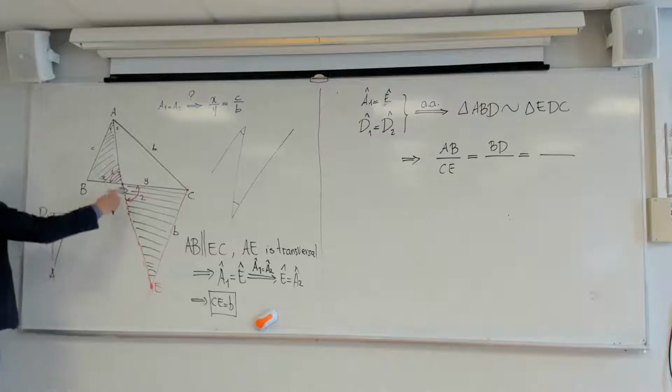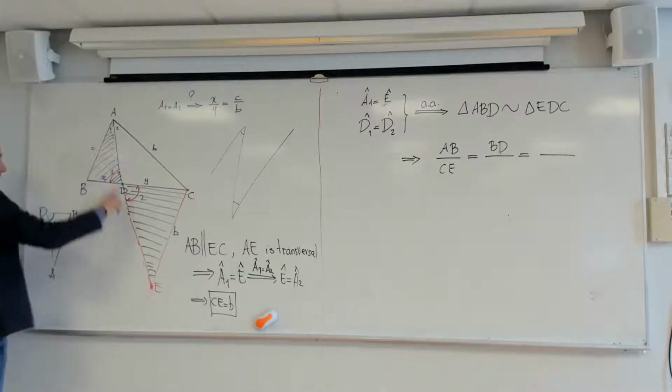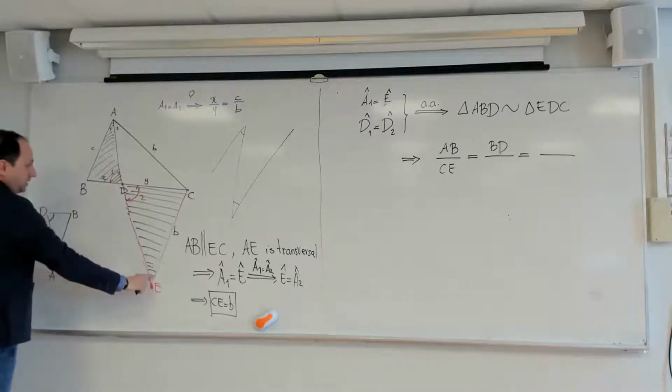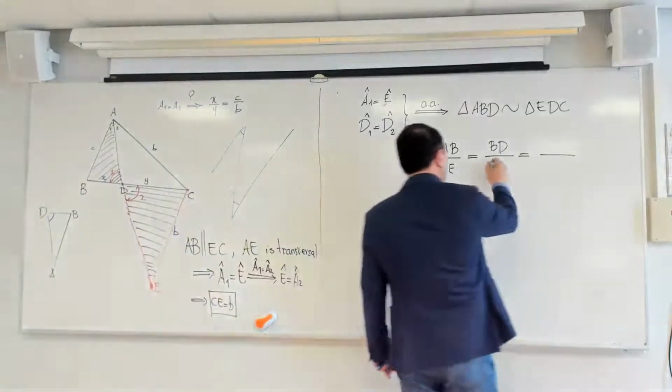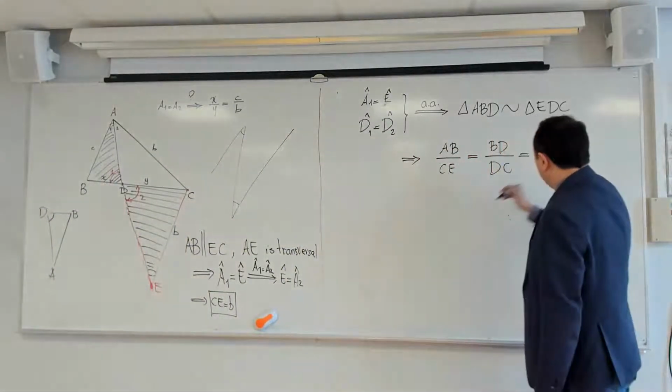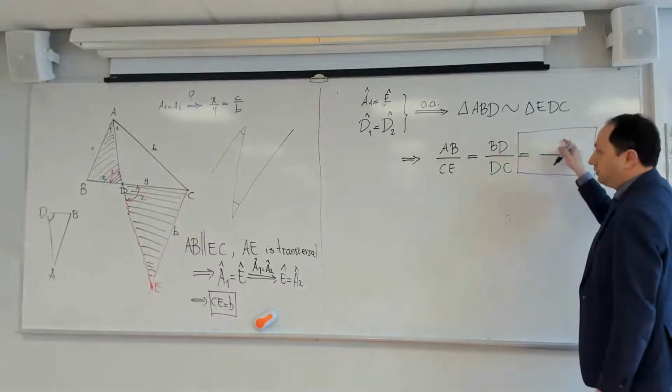Why? Because BD is opposite to A1. A1 is equal to E. Opposite to E is DC, which is Y. So let me write DC for the time being. This is enough. But of course, if you want, you can write the last one for practice. We don't need the last one.